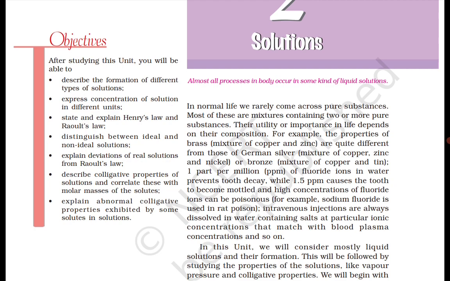1 part per million (ppm) of fluoride ions in water prevents tooth decay, while 1.5 ppm causes the teeth to become mottled, and a high concentration of fluoride ions can be poisonous. For example, sodium fluoride is used in rat poison. Intravenous injections are always dissolved in water containing salts at particular ionic concentrations that match with the blood plasma concentrations, and so on. In this unit, we will consider mostly liquid solutions and their formation.